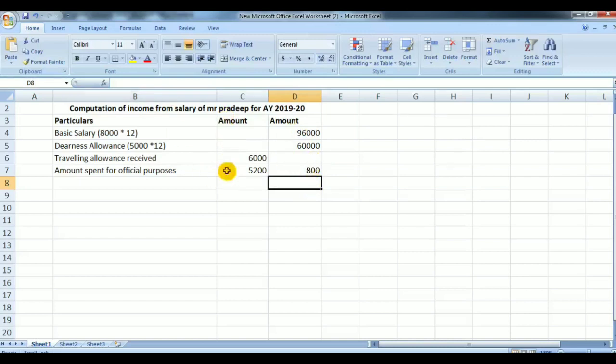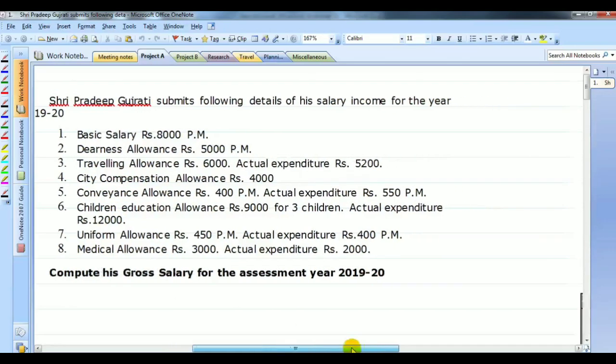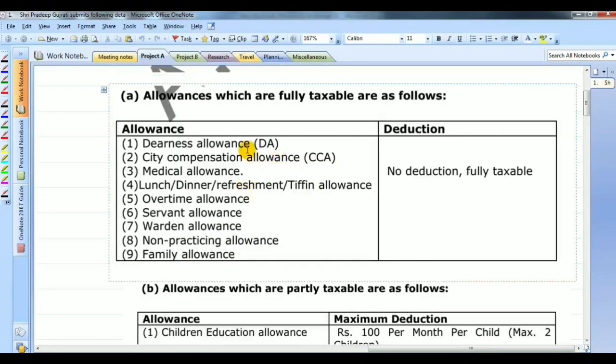See, inner column is reserved only for working allowances, and outer column is reserved for the main amounts. Okay, so taxable value of travelling allowance is 800. Next, city compensation allowance 4,000 rupees. Now let us look at where city compensation allowance stands. It is not an official allowance. It comes here, city compensation allowance, fully taxable.